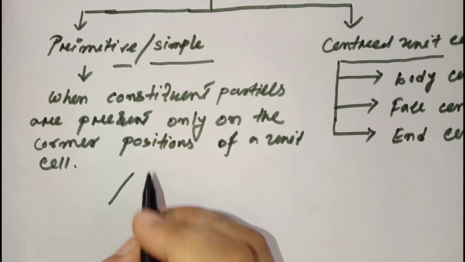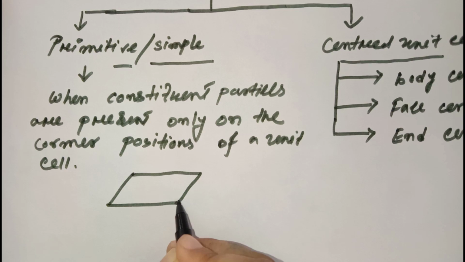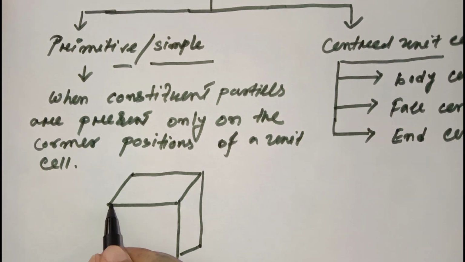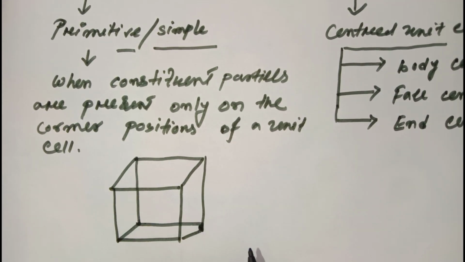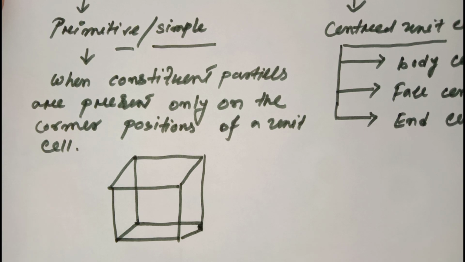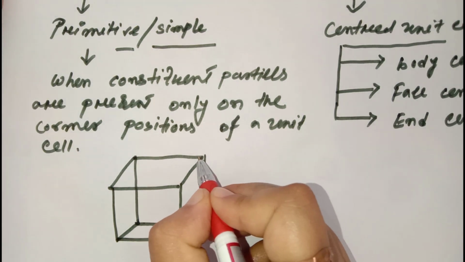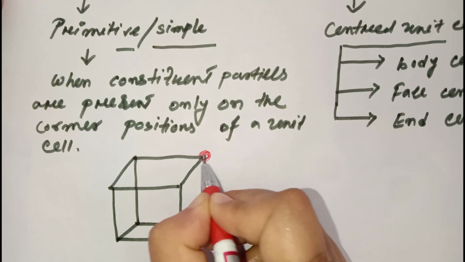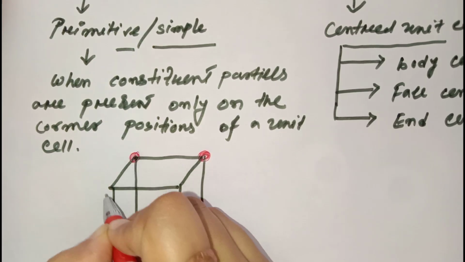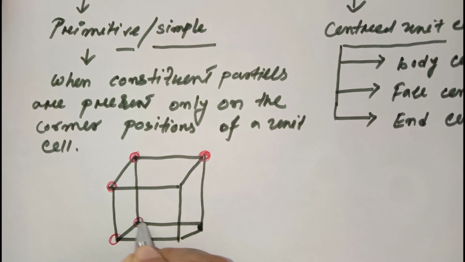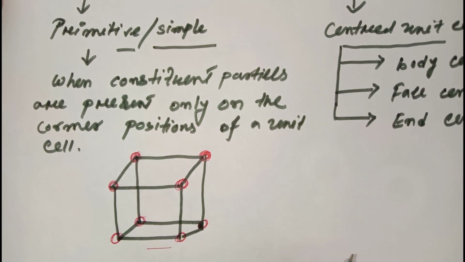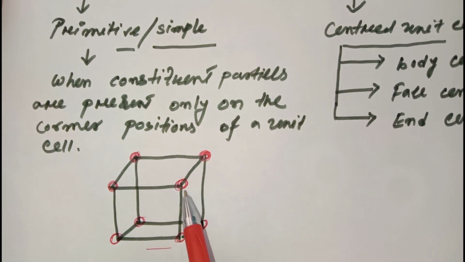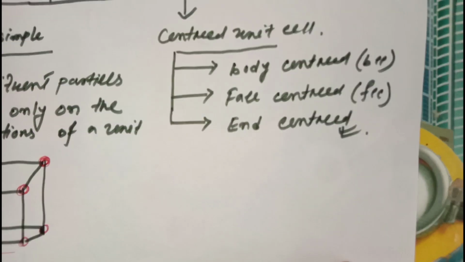Now see, this is a unit cell. In this type of unit cell, the constituent particles are present only at the 8 corners. We know that this is the 1 corner, 2, 3, 4, 5, 6, 7 and 8. So in case of primitive unit cell, these atoms or molecules are present only at the corner positions. Okay, next one is the centered unit cell.